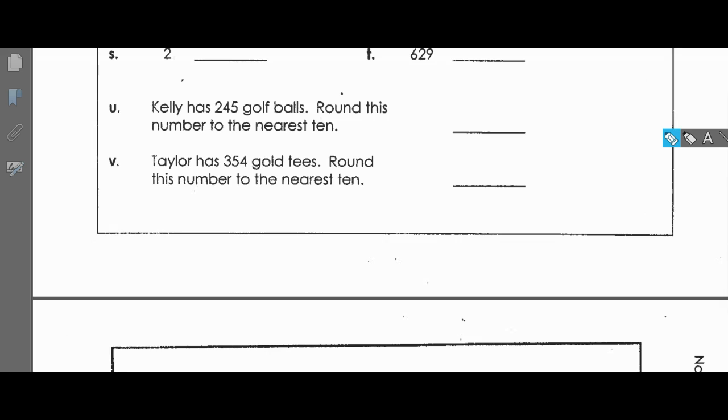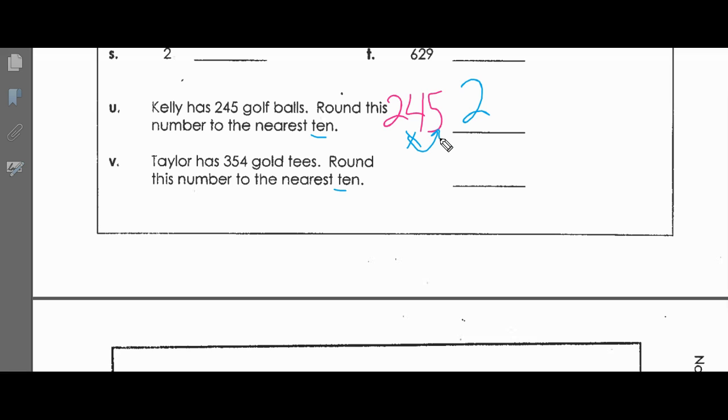Look at letter E. It says Kelly has 245 golf balls. Round this number. So what number am I rounding? 245. Perfect. It says round this number to the nearest what? 10. See? Round it to the nearest 10. Okay? So 245. What number is in the tens place? There you go. When it's a 3-digit number, it's right in the middle. Am I working with a 2 yet? No, so then I can bring that one down. Looking over to the right, what does the 5 say?